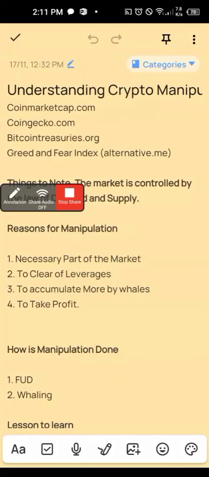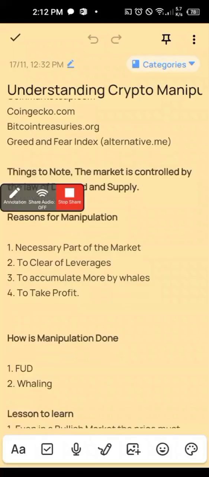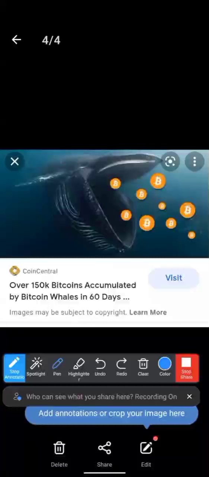Now, another reason why the market is being manipulated is to accumulate more by whales. So let me show you this picture here. This is what a whale looks like, right? The biggest mammal thereabouts. Now, who are whales?